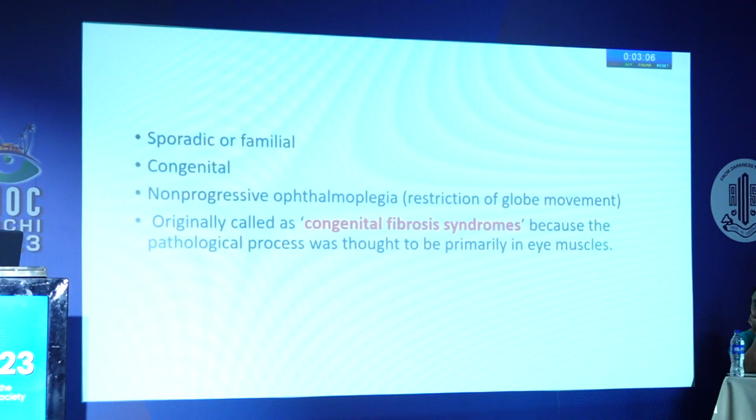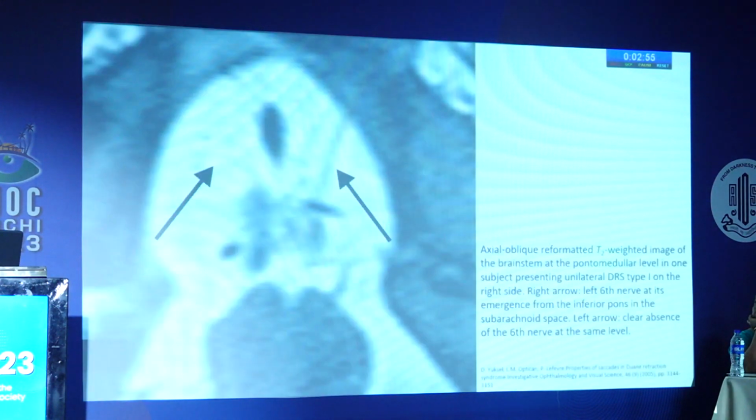Later, scientists thought, as I told you, it was originally termed as a primary pathology of the muscle and called a congenital fibrosis syndrome because the pathological process was thought to be a fibrosis of the muscle itself. Later, doing the autopsy of such patients and doing the imaging of such patients, as you can see in this case, the abducens nerve can be seen on the left side, but you cannot appreciate it on the right side.